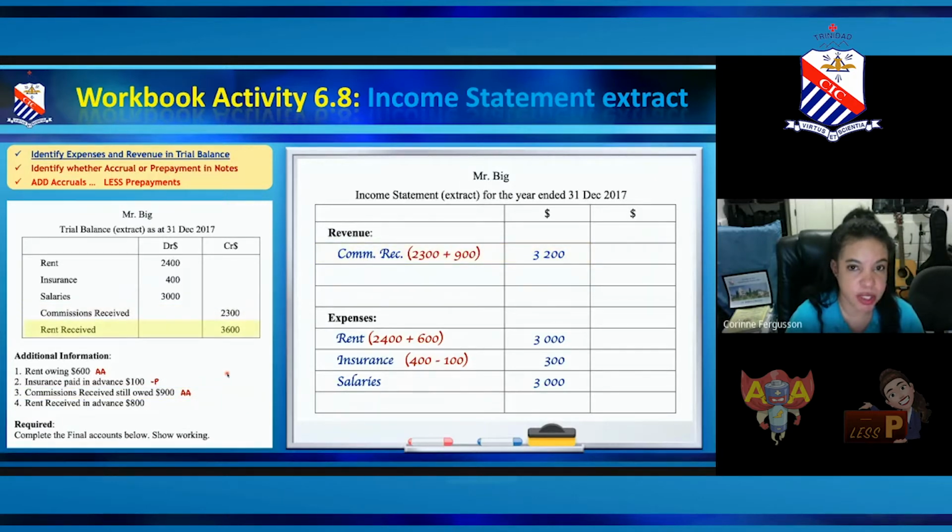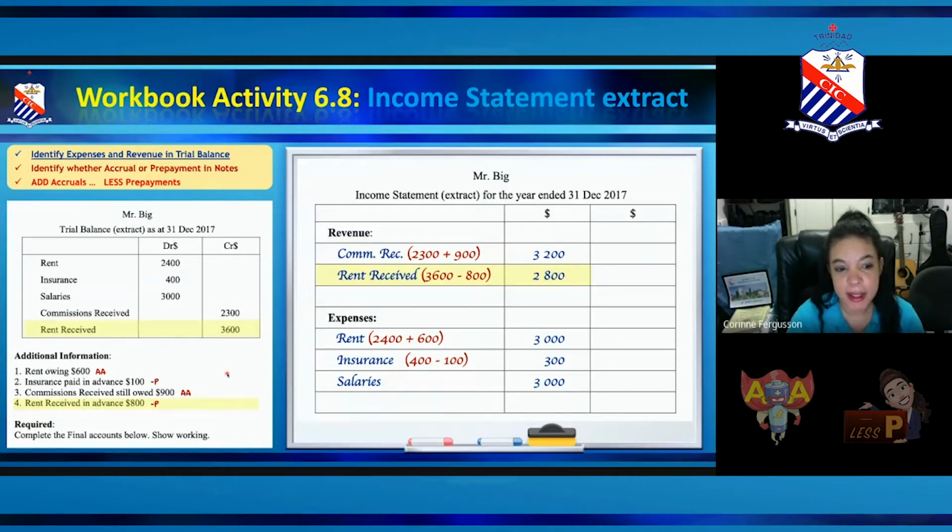Last one, rent received, 3,600. Check below in your notes. Yes, there is an adjustment. It's in advance, which is a prepayment, and you less prepayments. So you less your prepayment, and what you end up with would be going to your income statement under revenue: 3,600 from the trial balance less the prepayment of 800. 2,800 is your answer for rent received.